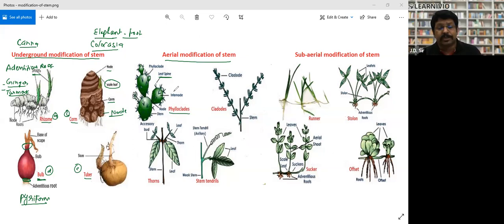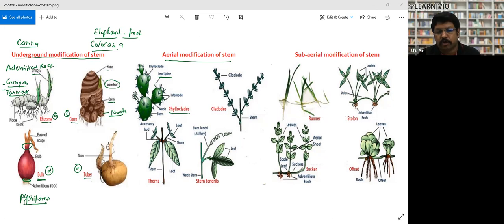So where does photosynthesis take place? Photosynthesis takes place in these stems. These stem parts are called phylloclad. This green part of the plant is called phylloclad. Phylloclad is actually a stem part. So photosynthesis takes place in the stem, not in leaves. Leaves just modify into spines. So please note it down.